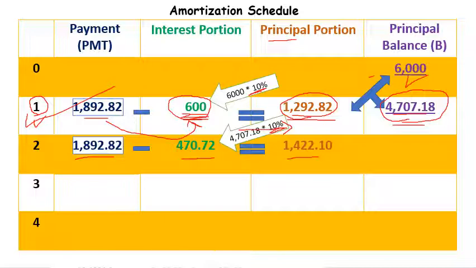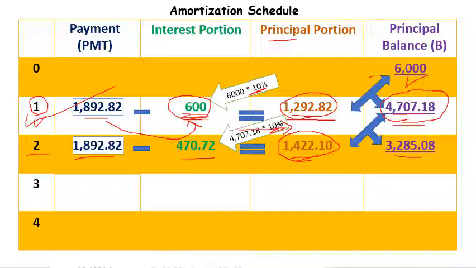This means that the outstanding balance of debt will be decreased by 1,422, because this amount will be used to reduce or repay the outstanding balance. The outstanding balance is 4,707 less 1,422. The outstanding debt will be 3,285, or the principal value of the loan will be 3,285. This amount will be the value of the loan at the end of year what? Year two.